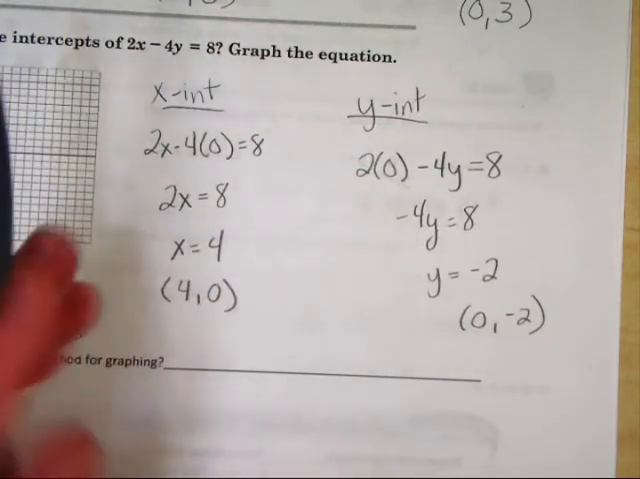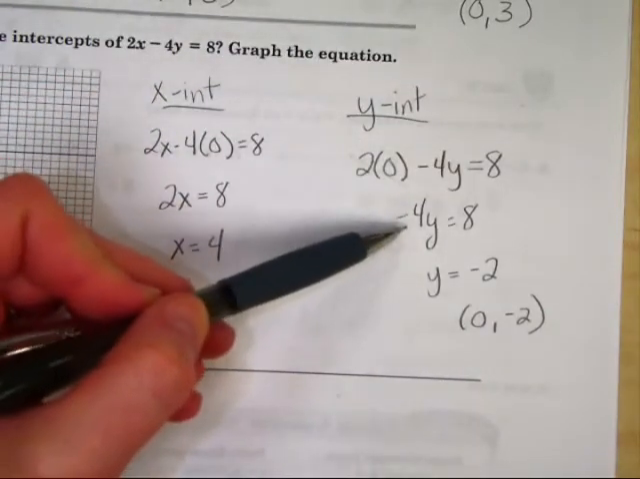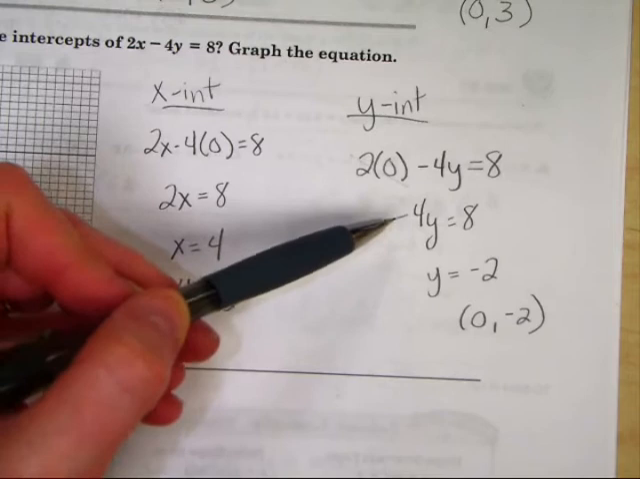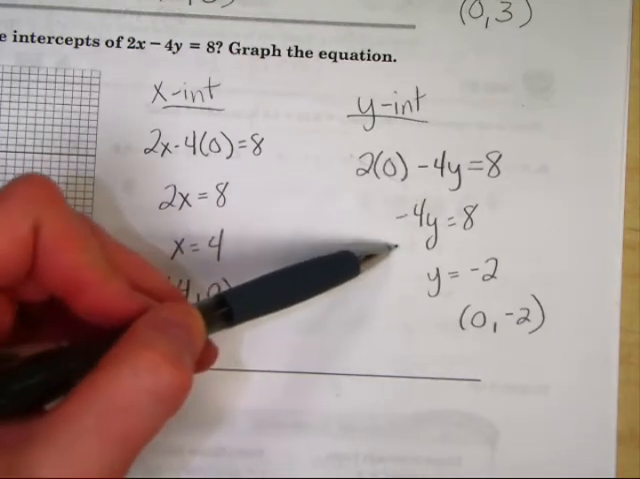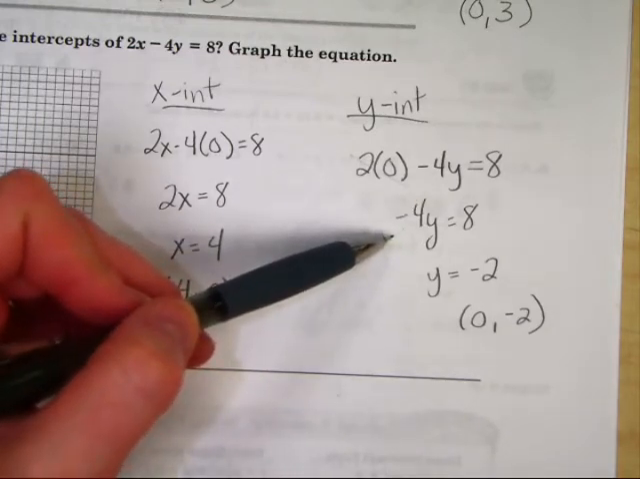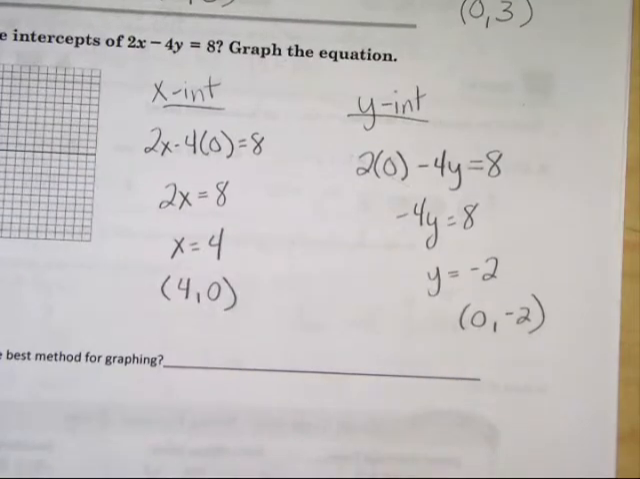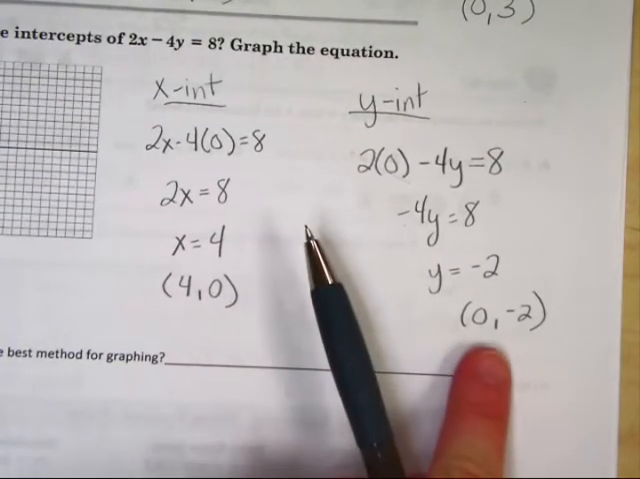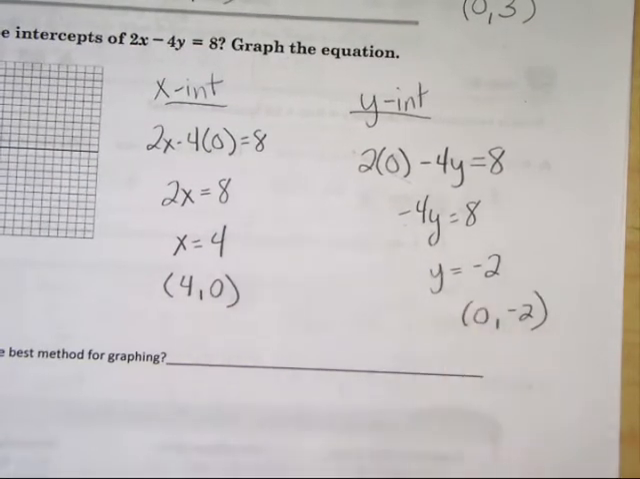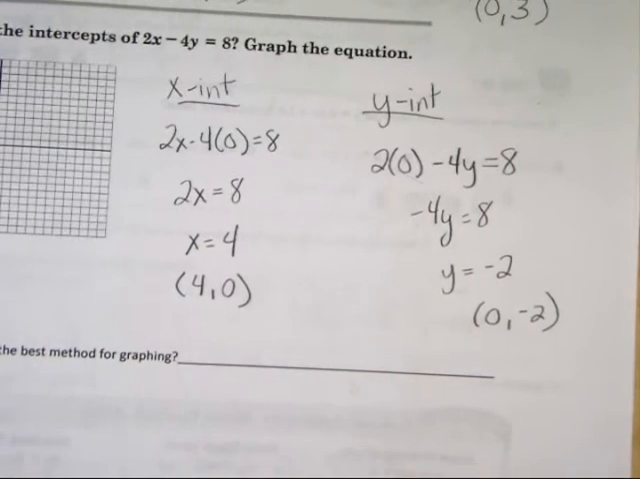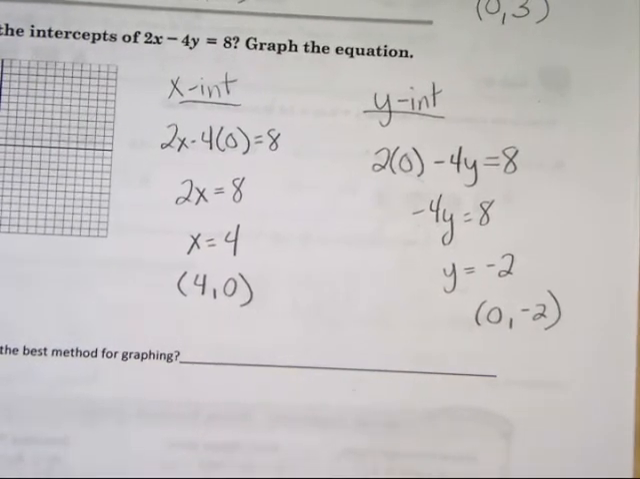Now here's my concern. You see that negative sign? A lot of students forget to bring it down. They just bring down 4y. But it is a negative 4y that equals 8. Divide by negative 4 and you will get negative 2. As a point, that would be x comma y, 0 comma negative 2. Pause the video if you need to make any corrections.